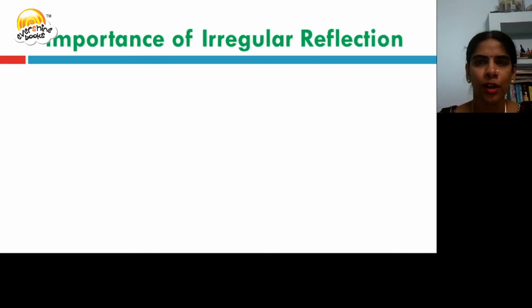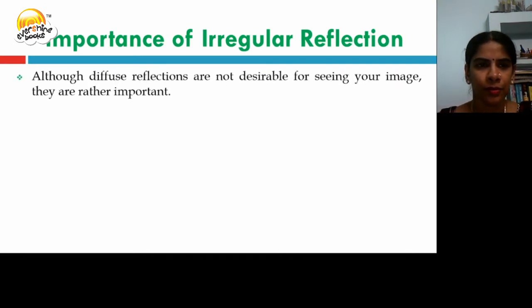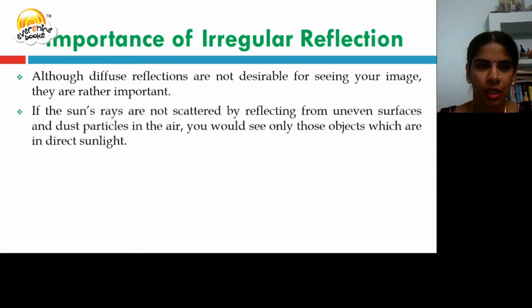Importance of irregular reflection. Although diffuse reflections are not desirable for seeing your image, they are important. If the sun's rays were not scattered by reflecting from uneven surfaces and dust particles in the air, you would see only those objects which are in direct sunlight. Is it not?